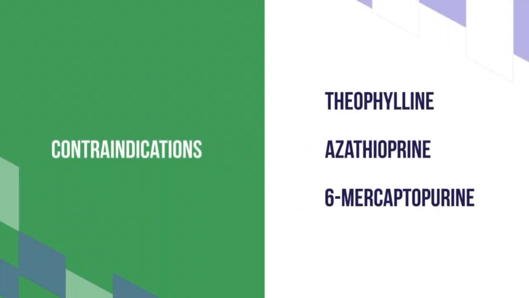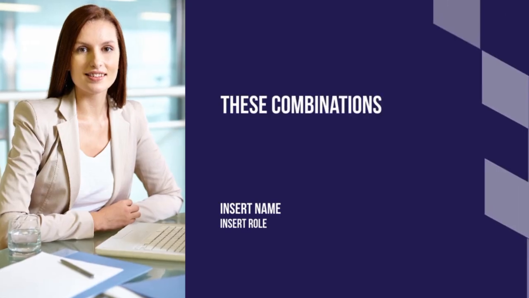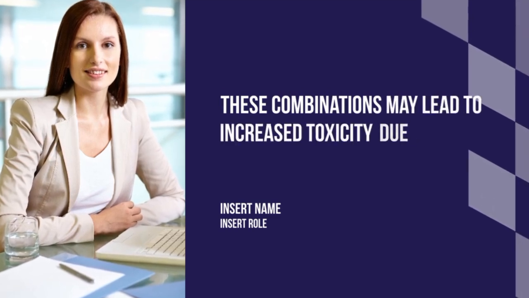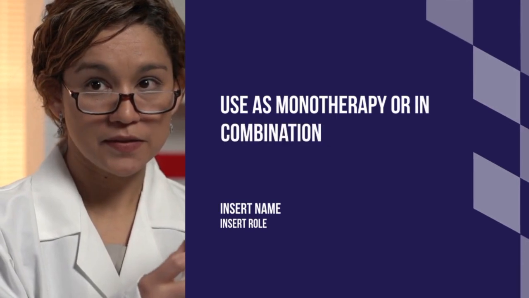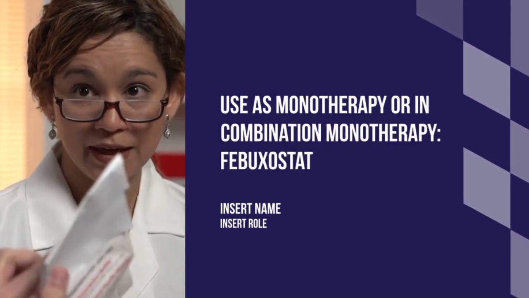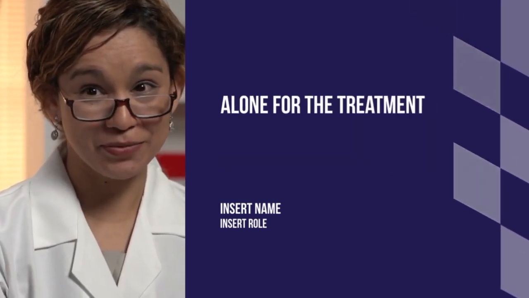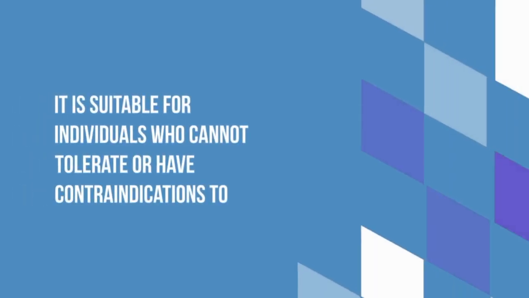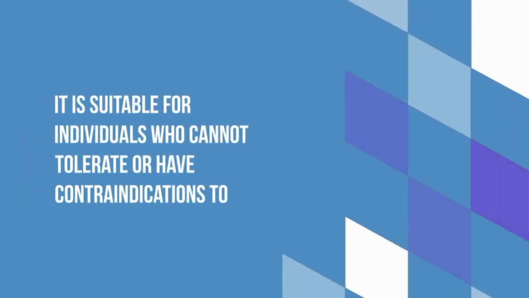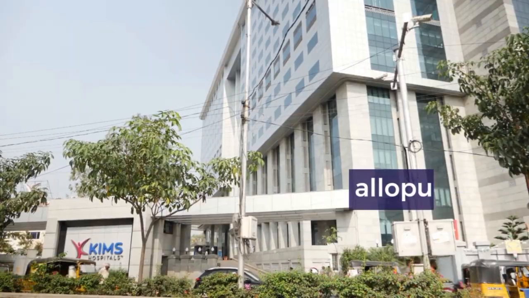Contraindications. Febuxostat should not be taken alongside theophylline, azathioprine, or 6-mercaptopurine. These combinations may lead to increased toxicity due to higher plasma concentrations. Use as monotherapy or in combination. Monotherapy: Febuxostat is commonly used alone for the treatment of chronic hyperuricemia associated with gout. It is suitable for individuals who cannot tolerate or have contraindications to allopurinol.